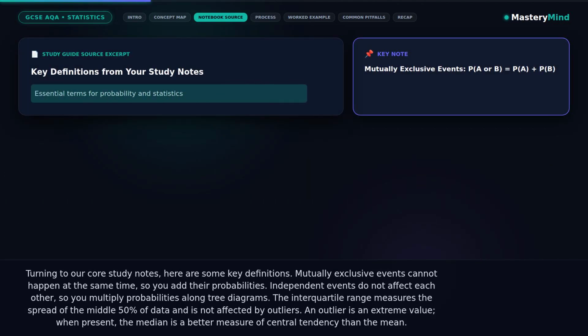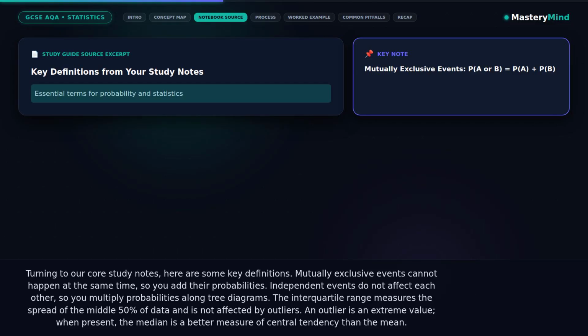Turning to our core study notes, here are some key definitions. Mutually exclusive events cannot happen at the same time, so you add their probabilities. Independent events do not affect each other, so you multiply probabilities along tree diagrams. The interquartile range measures the spread of the middle 50% of data and is not affected by outliers. An outlier is an extreme value. When present, the median is a better measure of central tendency than the mean.